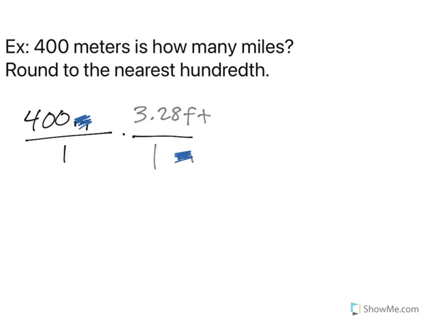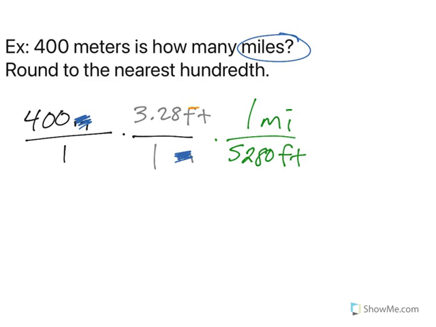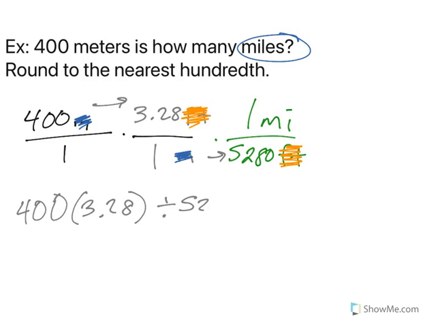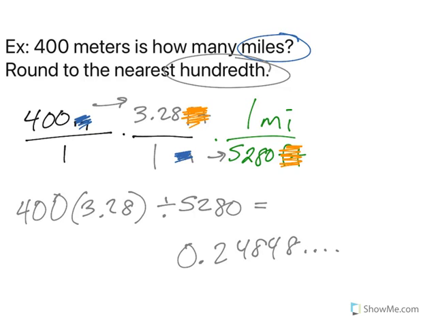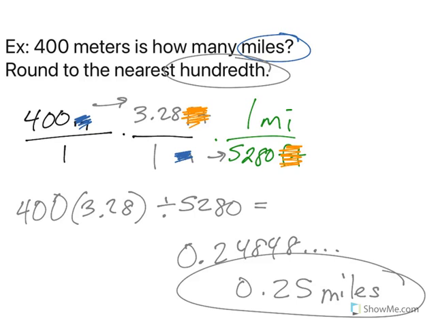So this puts me in feet, which is great, but that's not my question. My question is miles. And I know that 5,280 feet is 1 mile. Again, make sure that your labels go numerator to denominator. Let the labels guide what goes next. All right, so as we go across, I start with 400. 3.28 is in the top, so we multiply by that. And then 5,280 is in the denominator, so I divide. So anything in the bottom, we divide. Anything in the top, we multiply. And we end up with 0.24848 continues on. Nearest hundredth, so 0.25 miles. Okay, so 1/4 of a mile.